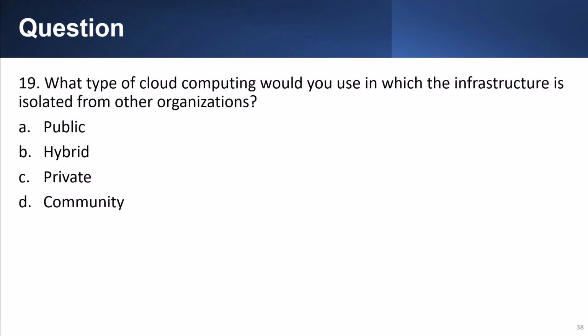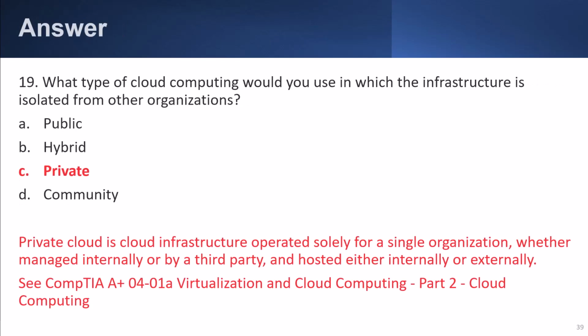Question 19. What type of cloud computing would you use in which the infrastructure is isolated from other organizations? Answer: private. A private cloud is a cloud infrastructure operated solely for a single organization, whether managed internally or by a third party, and hosted either internally or externally.